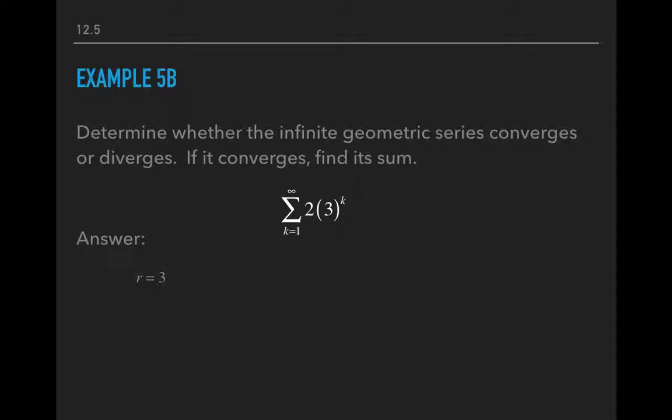Now let's look at this. We have another series. Now it's just written in sigma notation. And our rate here is 3. Because the rate is 3, that's greater than 1, it's going to diverge. You could not give the sum of all of those infinite terms.